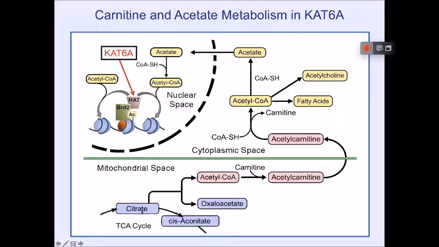And this is what we found: there are certain characteristics, which I'm not going to go over here, which is a high level of two amino acids, asparagine and citrulline. And when both are increased, it's quite characteristic of KAT6A.